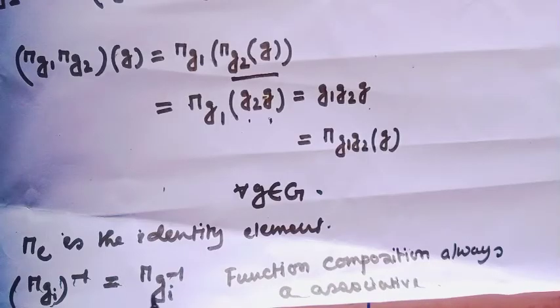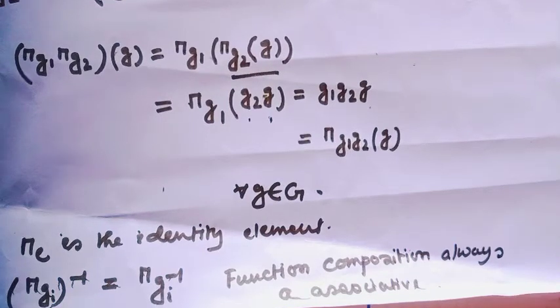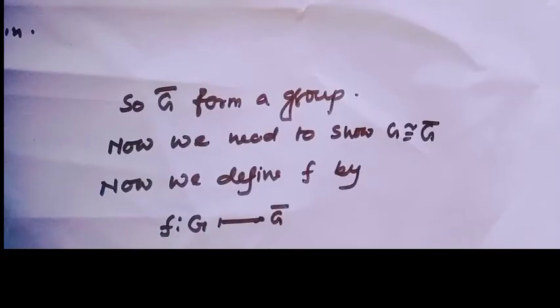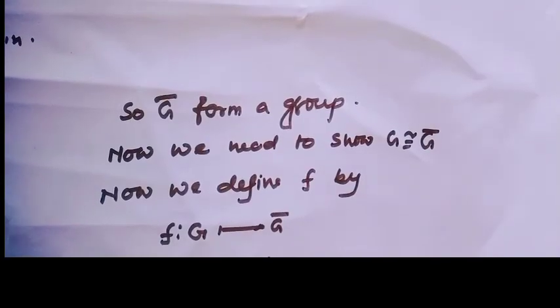Pi of e is the identity element, and pi of gi inverse is always equal to pi gi inverse, and function composition is always associative. So G bar forms a group. Now we need to show G is isomorphic to G bar.